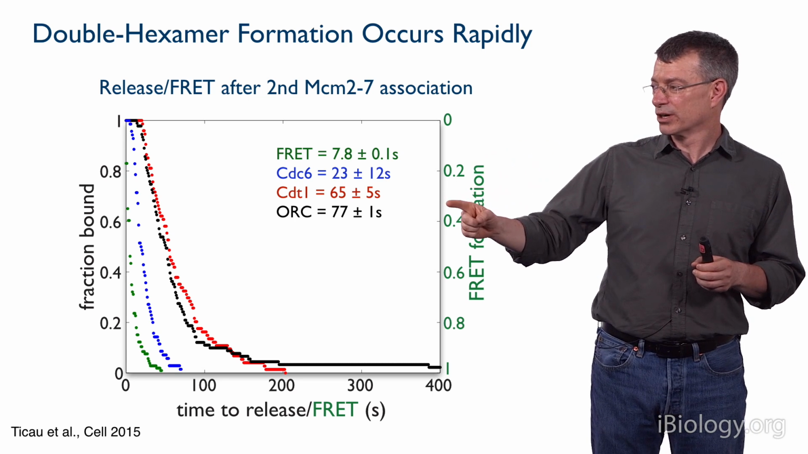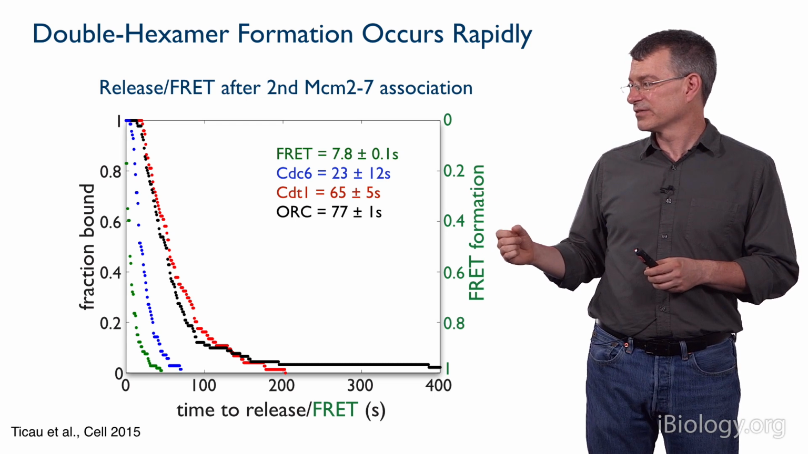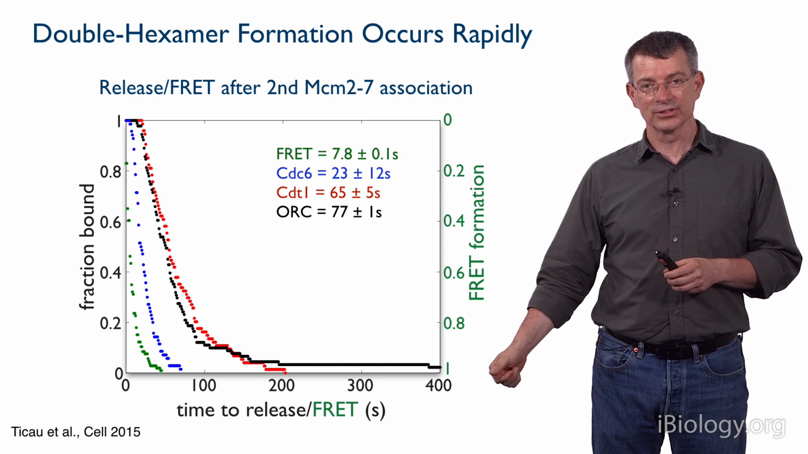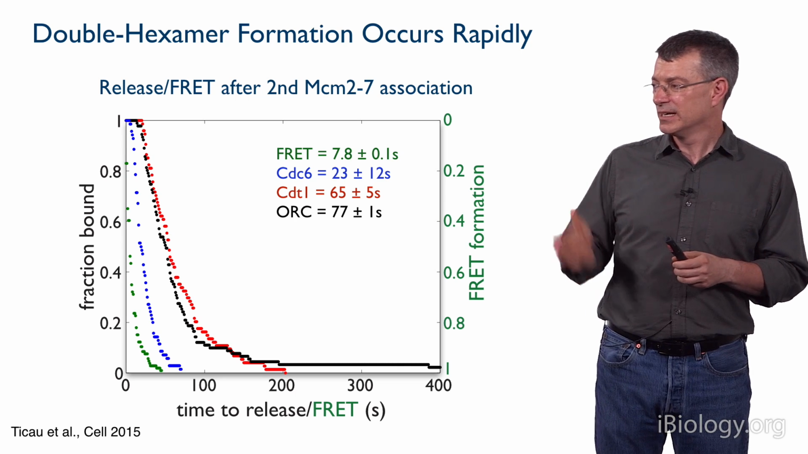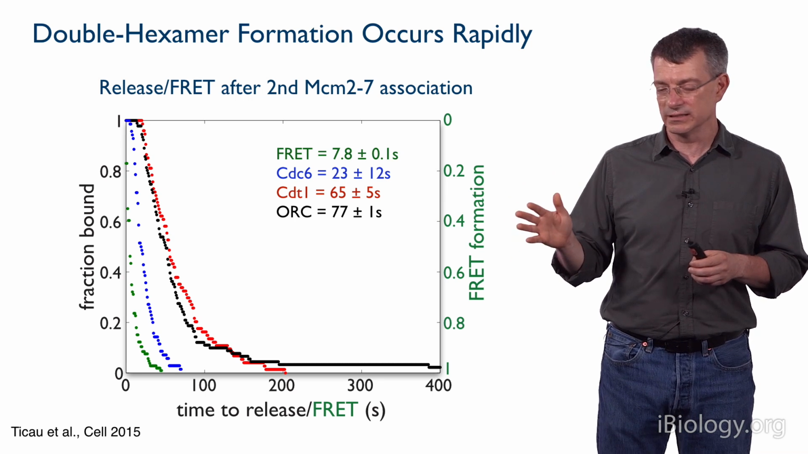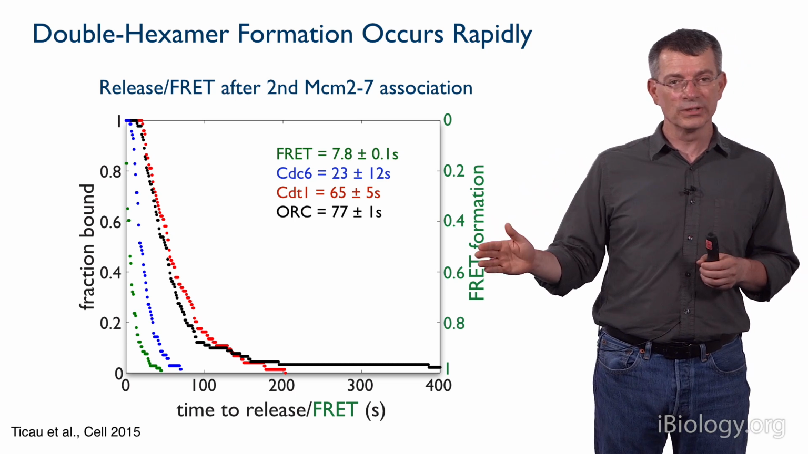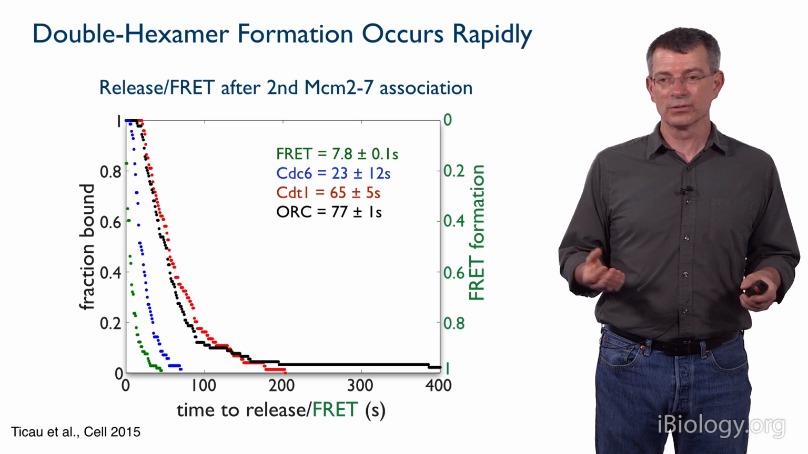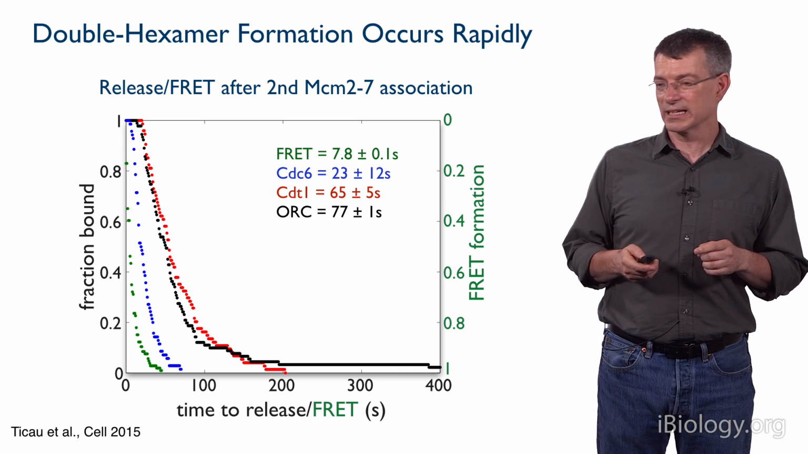Okay? You can see the ORC and CDT1 coming off later than FRET formation, and I should point out that for the FRET formation, we have an inverted axis. So as it goes down, more and more molecules have FRET. Okay? So you can see in the green line on the far left, that's the earliest event we can see. In some cases, it's instantaneous upon the initial association. In other cases, it takes more than a few seconds to occur, but it's always before CDC6, and it's always before CDT1 release, consistent with the model with this being a very early event in the recruitment of the second MCM molecule.